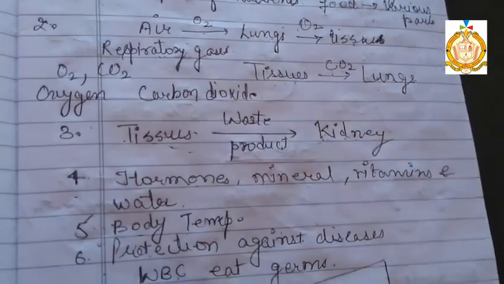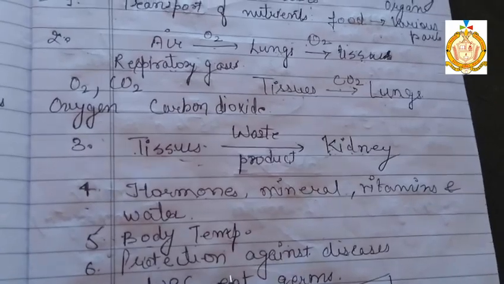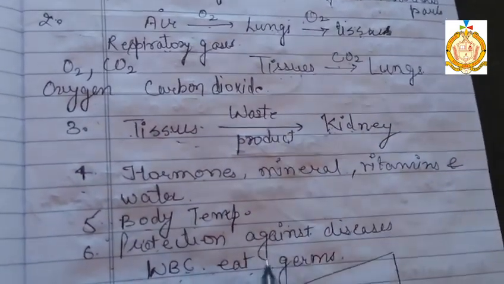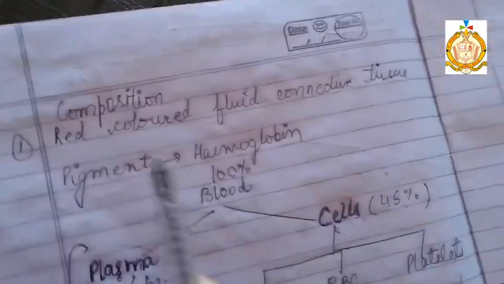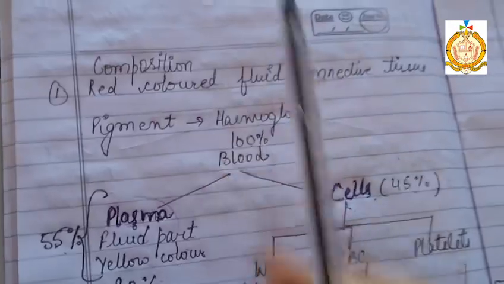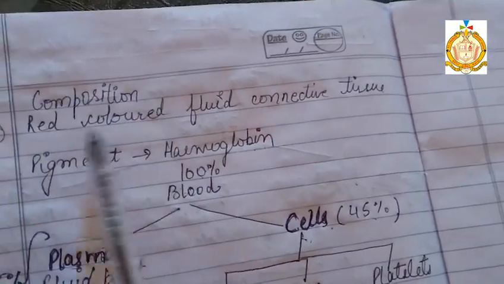In the blood, there are white blood cells that eat germs and protect us from any infection or disease. These are all the functions. Now, next is the composition. How is this blood made?